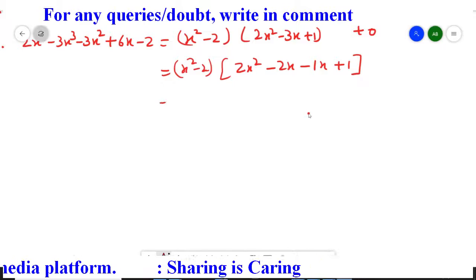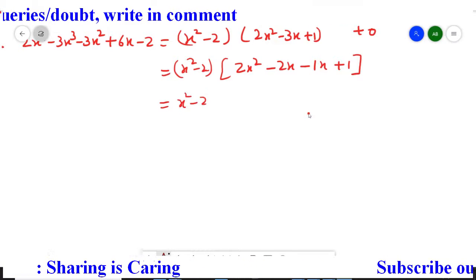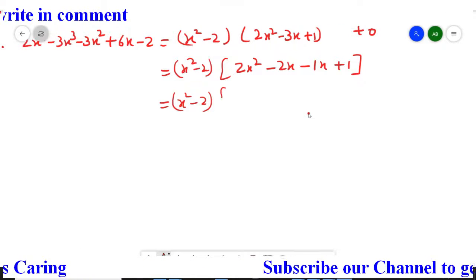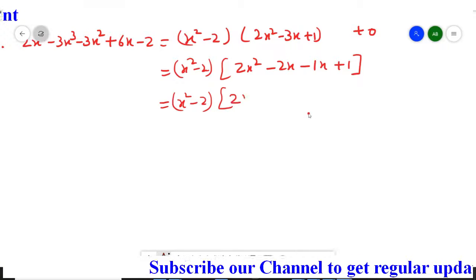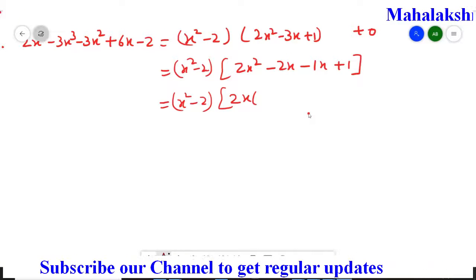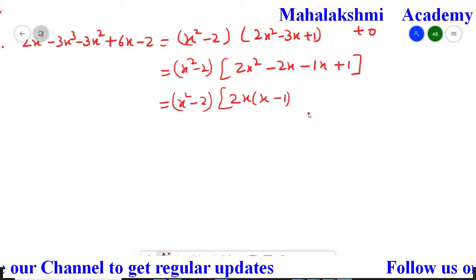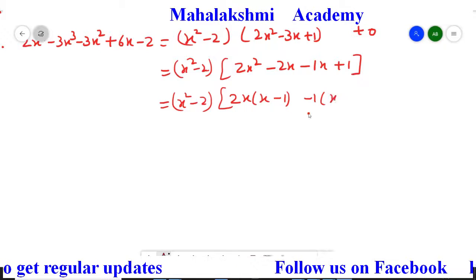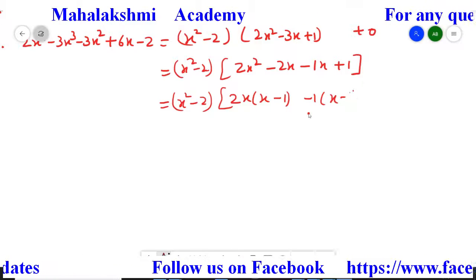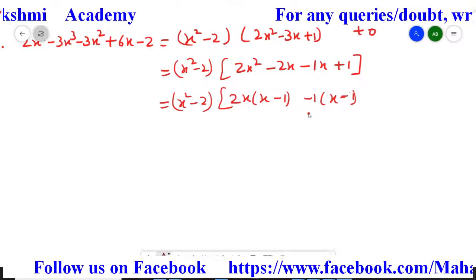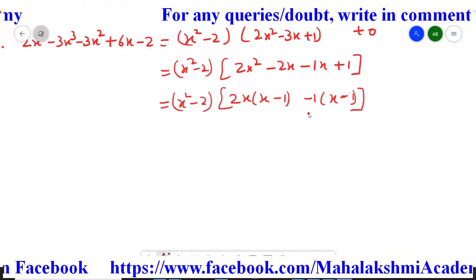So that will give us first x square minus 2 as it is. Now from here we will take 2x common. So here what is going to remain? X minus 1, and from here just take minus 1 common, so that we can achieve x minus 1. So I hope it's clear to you.